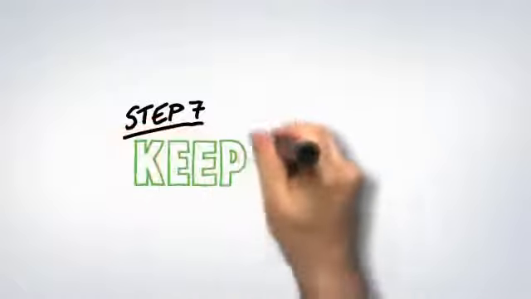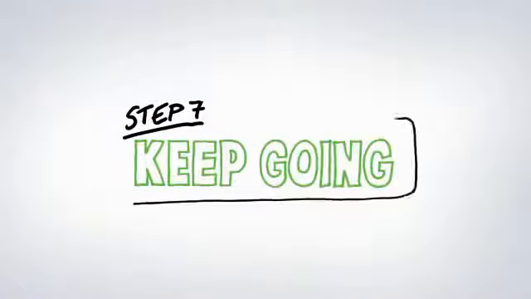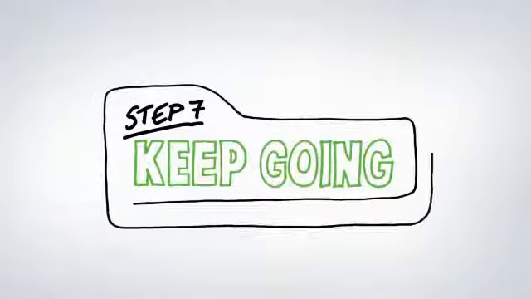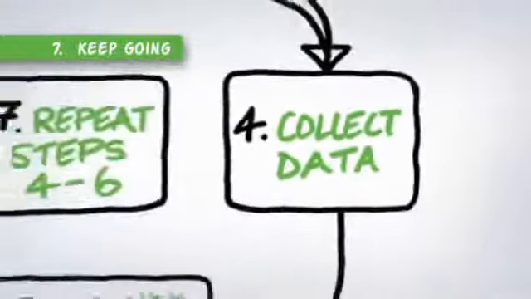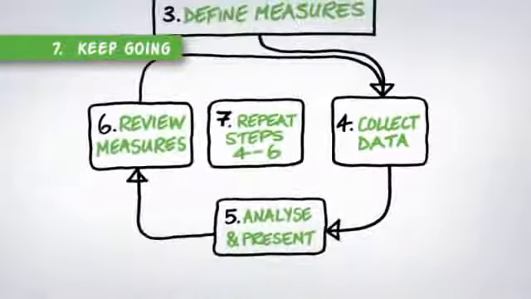Step 7. Keep going. And the final step tells us that we should go back to step 4, to collect, analyse and review again. In other words, go round that collect, analyse, review cycle. So, how often do we do it?